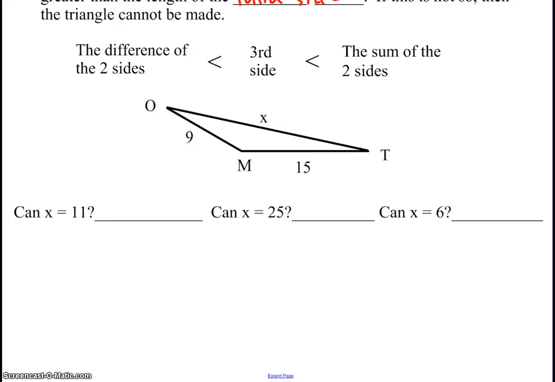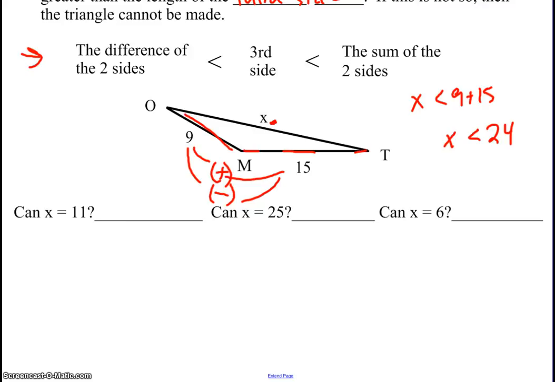As we mentioned with the celery and my pen, if you add these two sides together, this third side's got to be something smaller than that. Or if you subtract those two sides, this third side has to be something larger than that, which is what this is getting at. So what values can x take on? How big is too big, at which point I can't make a triangle anymore? Well, if I add the 15 side and the 9 side together, my third side's got to be smaller than that value, or x would have to be less than a distance of 24.